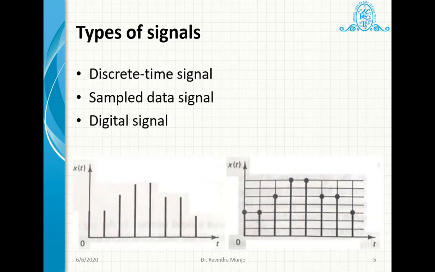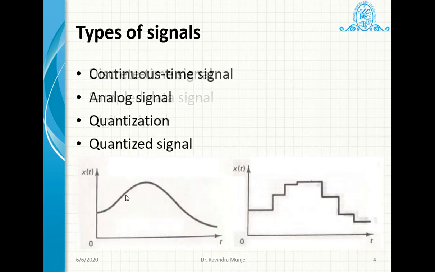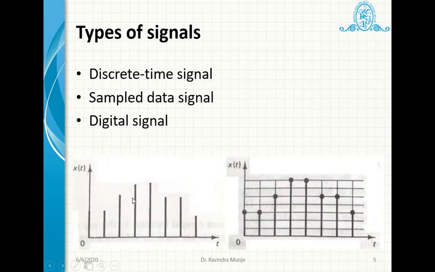Then let us talk about discrete time signals. Again, both these signals are discrete time signals, but this signal is a sampled data signal and this is a digital signal. The sampled data signal is obtained by sampling a continuous time signal. If you see this continuous time signal, if it is sampled at equal intervals of time, then we will get this type of signal. That is a sampled data signal. So a sampled data signal is obtained by sampling the continuous time analog signal.